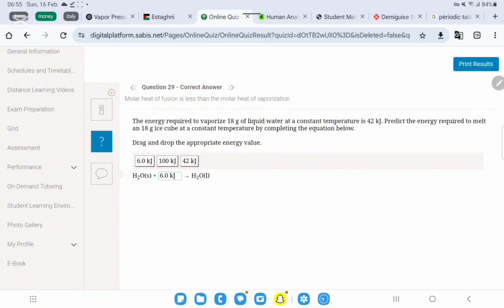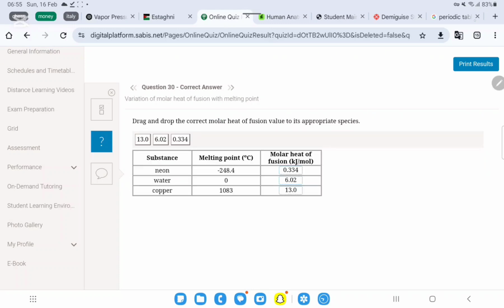For vaporizing, it's to evaporate liquid water. Now the energy needed to melt is less than the energy needed to evaporate. So 42 kilojoules is the energy needed to evaporate it. 100 kilojoules is more than that, so it's wrong. And 6 kilojoules is the only thing that's less than it. So it's just 6 to melt an ice cube.